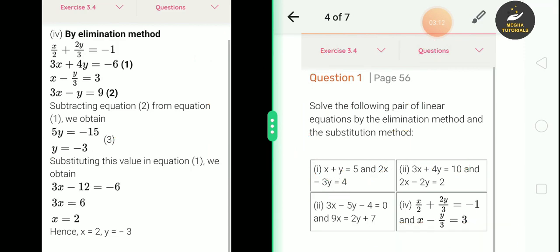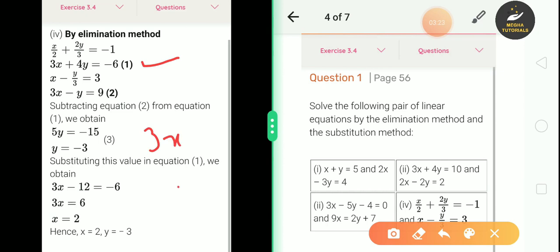Then put this value in equation 1. So we will consider this equation 1. 3x plus 4y, where y is minus 3. So minus 3 into 4 is minus 12. So we'll get 3x minus 12 is equal to minus 6.